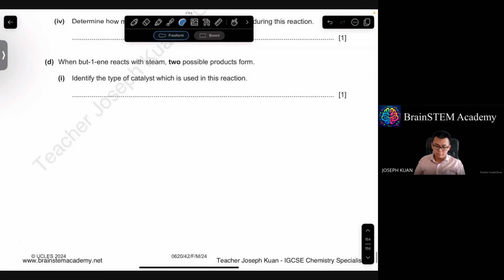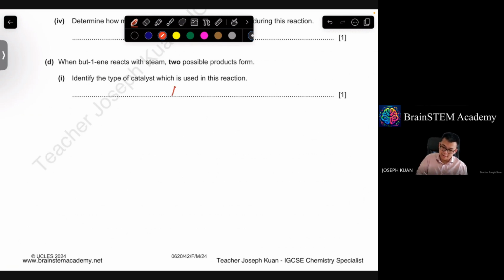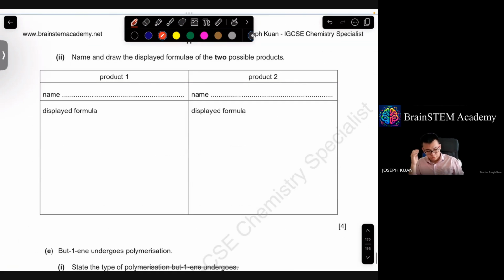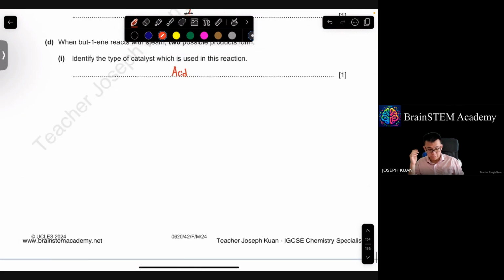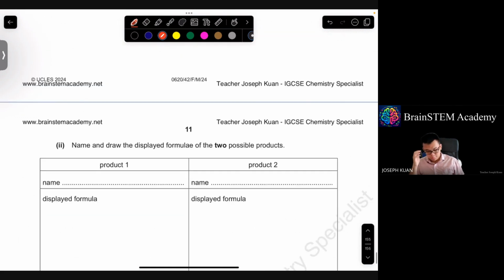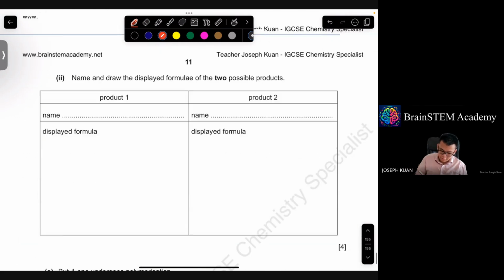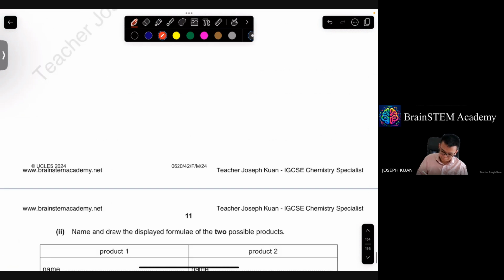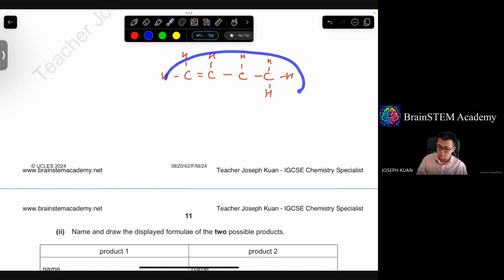When but-1-ene reacts with steam, two possible products can form. Identify the type of catalyst which is used in this reaction. This is an acid catalyst. Name and draw the display formula of the two possible products. So let's draw but-1-ene first so that we can see the pattern. Draw the carbon-carbon double bond, then followed by the hydrogen atoms.